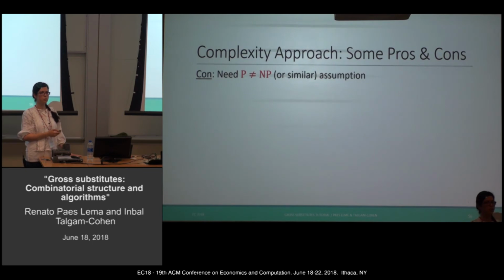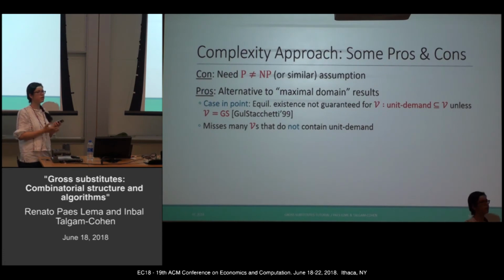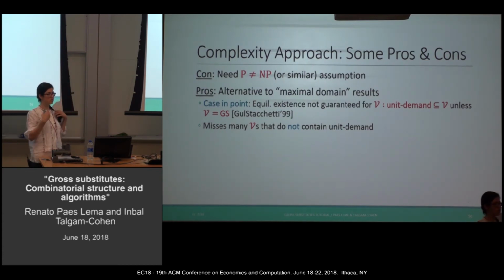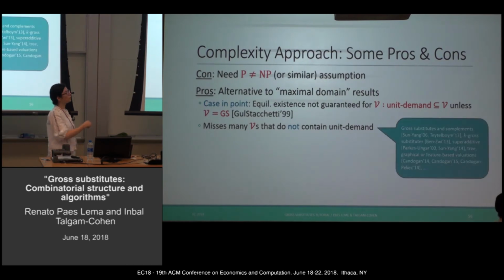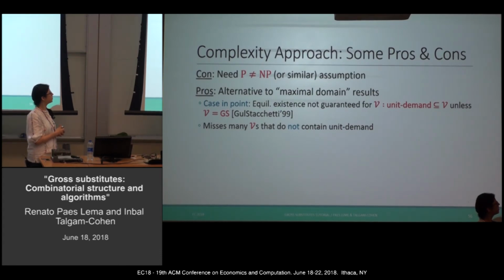So a few pros and cons of this approach, and where I think the open questions are. The con is, of course, you do need the computational assumptions. And the pro is that it's an alternative to the maximal domain result. We know that equilibrium existence is not guaranteed for a class of valuations which includes unit demand valuations, unless this class is gross substitutes. This is something Renato mentioned. But it turns out that a lot of classes of valuations that we might be interested in do not include unit demand valuations. I've listed a few here. So it's good to have an alternative, and this approach gives you an alternative.